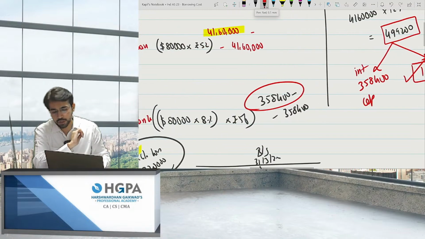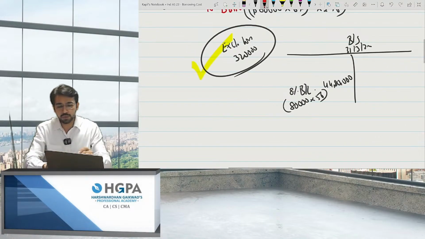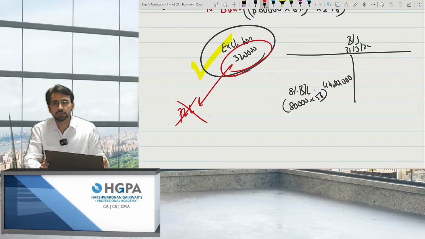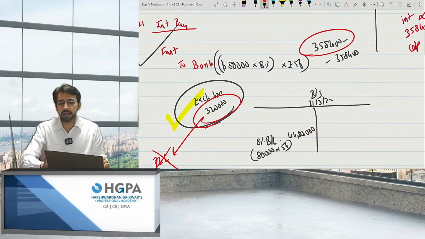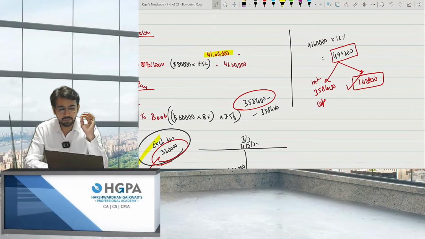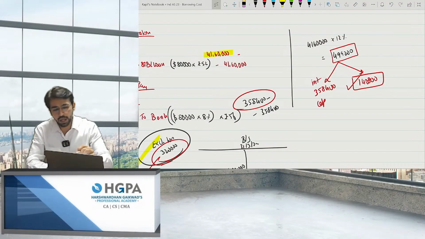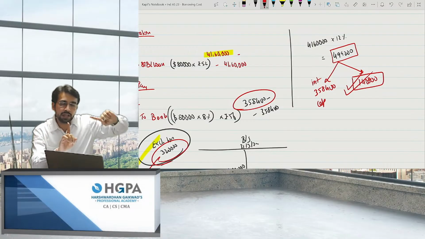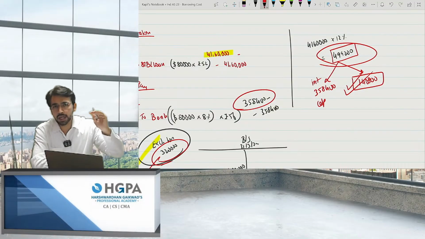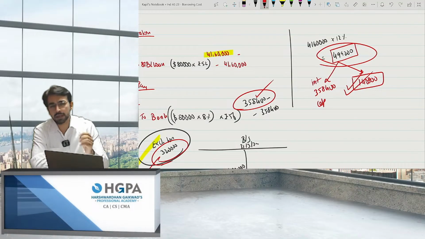What was your loss at that time? You will say, sir, the loss was 3,20,000. So, I will not tell you to transfer it to P&L completely. No. You still have an option to capitalize it up to the extent that if the loan was taken in India, you would have had the option to capitalize. And if you would have taken the loan in India, I would have given you an option to capitalize 4,99,200. But since you took it from outside India, you have just capitalized 3,58,400.